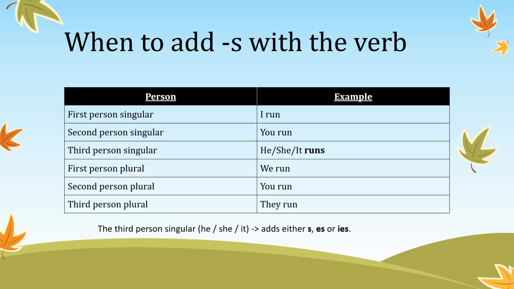Now first person plural. Singular is I, and the plural form of I is we. So the verb will remain the same for first person plural. Second person plural: the plural form of you is you only, so the verb will also remain the same. Now third person plural. The plural form of he, she, it is they. The verb will also remain the same. We add only s or es with the third person singular.